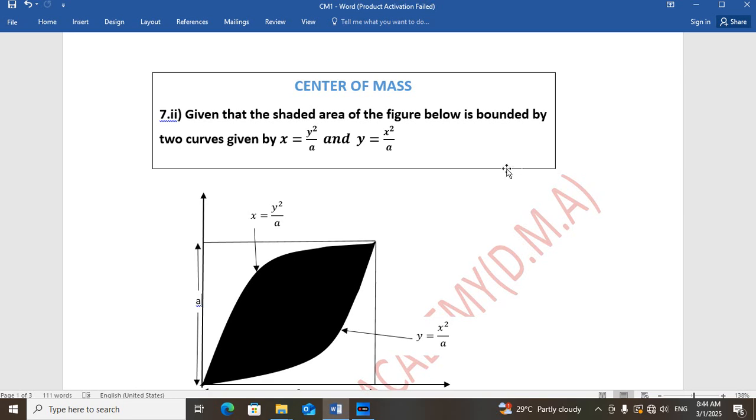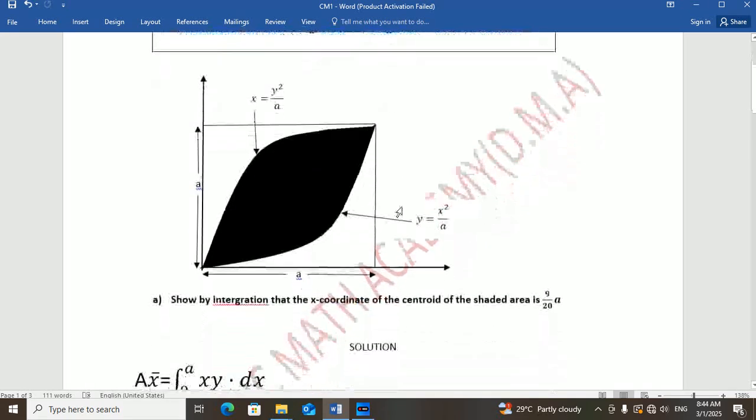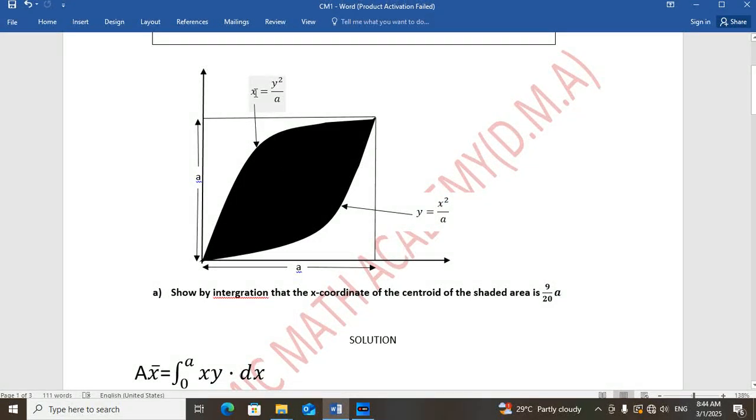The question reads: given that the shaded area of the figure below is bounded by two curves given by x equals y squared on a and y equals x squared on a. So this is actually the curve. This is the first part, x equals y squared on a, and the second portion, y equals x squared on a. We are asked to show by integration that the x coordinate of the centroid is 9 on 20a.